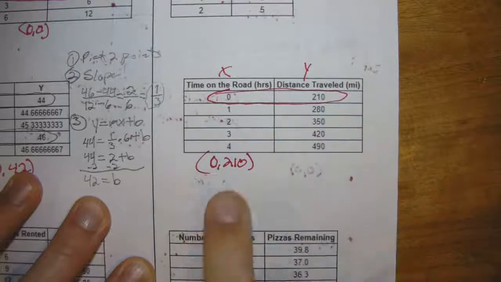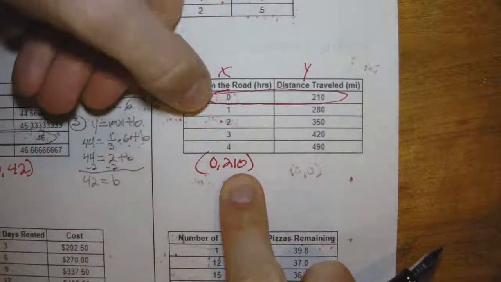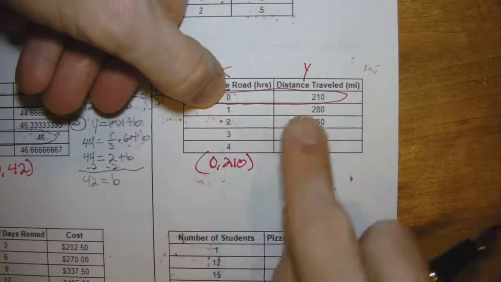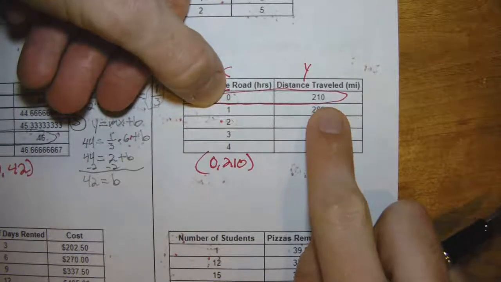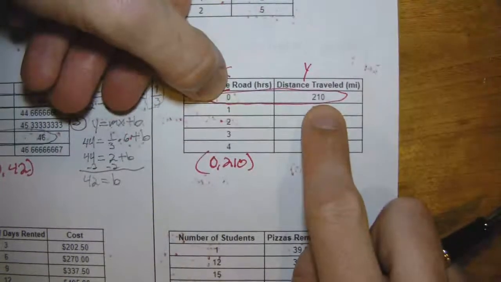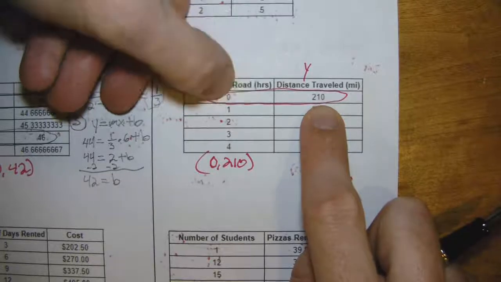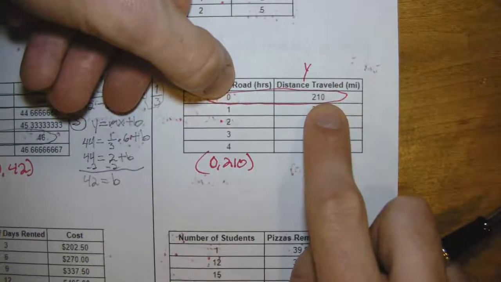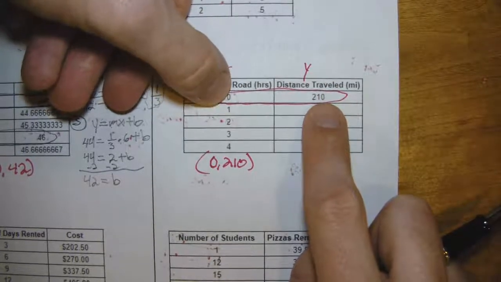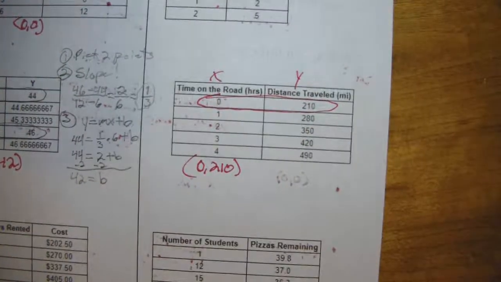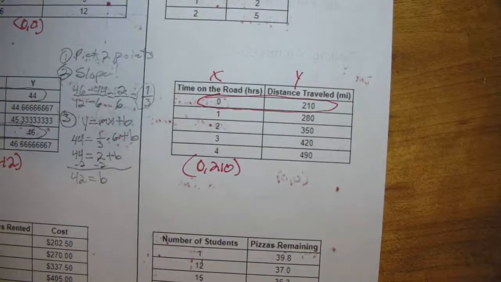And if I wanted to talk about its meaning, well, it looks like we haven't spent any time on the road yet, and we're already 210 miles in. So maybe we're driving for 2 days, right? We've already traveled one day, and maybe this is the start of the second. So we haven't gone anywhere yet, but we've already traveled 210 miles. Maybe we traveled that the day before. All right, so that's how we could explain what that means.